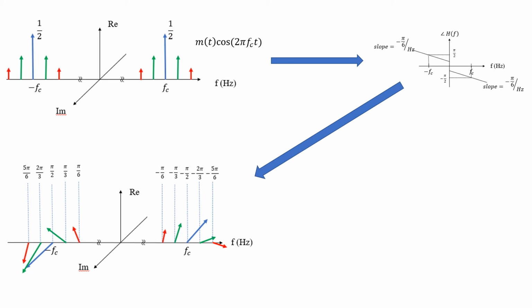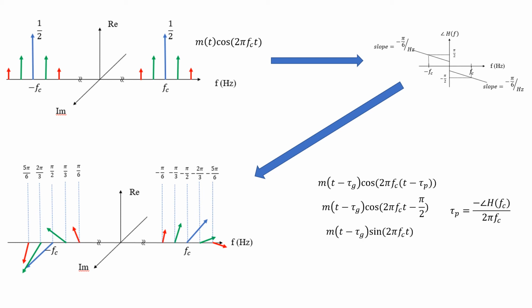Now, we know that the output will have this particular form, and we also know that the tau sub p here is equal to pi over 2 over 2 pi fc for this particular example. Recall our phase delay formula from earlier. So our output is actually m of t minus tau sub g times sine 2 pi fc t. Now, how do we get the tau sub g term? Here's a trick.